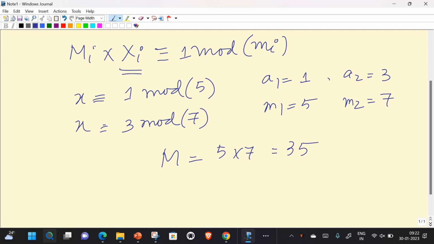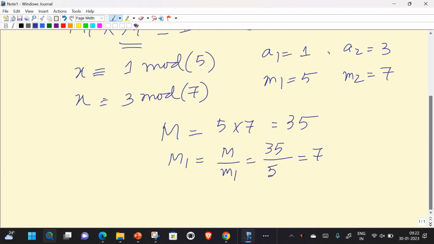That's how we are going to solve using the Chinese remainder theorem for any given question where you have to find out what X is. Now, based on that, we can also find capital M1, which will be M by m1, which is 35 divided by 5, which is 7, and M2, which is M divided by small m2, which is 35 divided by 7, and that is equal to 5.